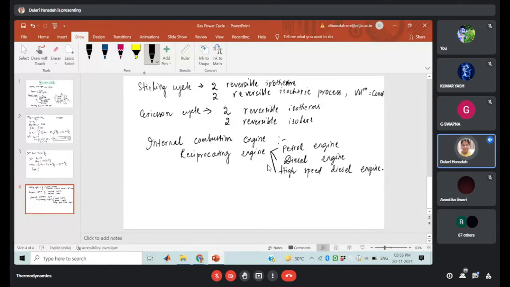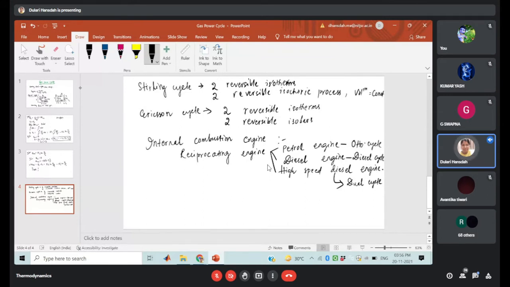Okay, so all three engines can be analyzed using a particular cycle. In the case of the petrol engine, to do the thermodynamic analysis, we will use the Otto cycle. For the diesel engine, we will use the diesel cycle. These thermodynamic cycles are used to analyze the performance of the engine. In the case of the high-speed diesel engine, we will use the dual cycle. So these three cycles we are going to study here.